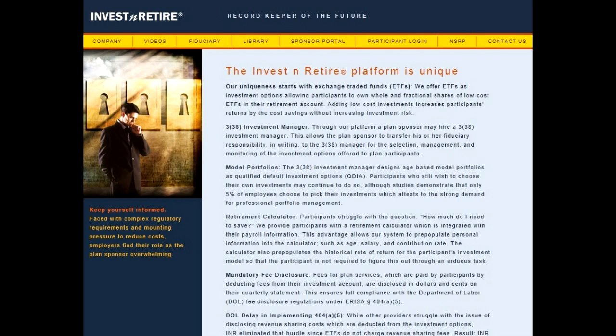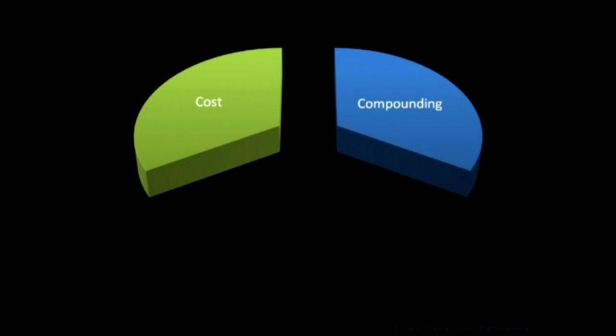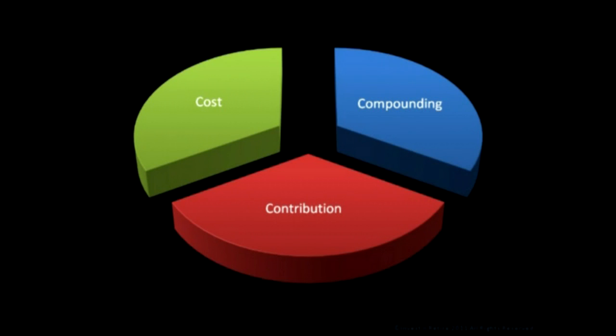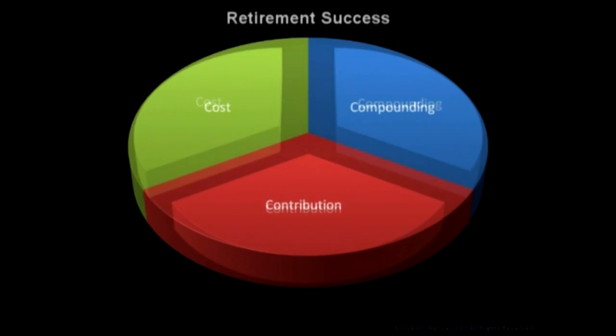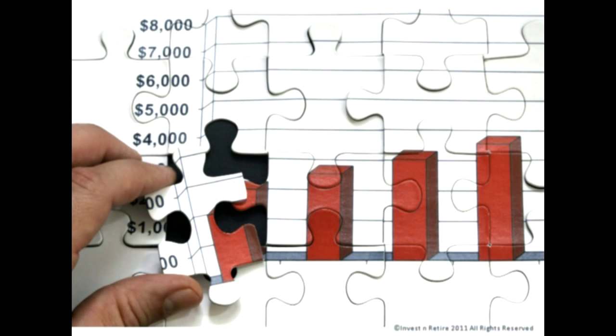It is clear that all plans want the same things: lower cost investments, increased compounding returns, and increased contribution rates. We can summarize these three areas as cost, compounding, and contribution, the equation for retirement success. But to fully benefit from each, they must be able to work together, because they are all related to each other. And the technology to make that possible has not been available until now.